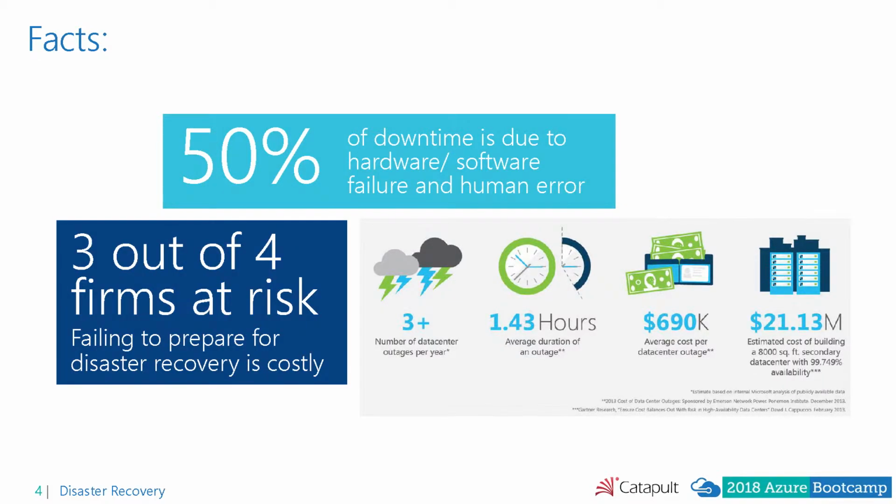So half of the downtime is due to hardware or software failure during the disaster recovery. Just look at what we recently experienced in Texas with Harvey. Many companies hadn't planned for a 1,000-year flood. And so what were the consequences of that? They were down and many companies went out of business. 3 out of every 4 firms are at risk for disaster recovery in case something does happen.